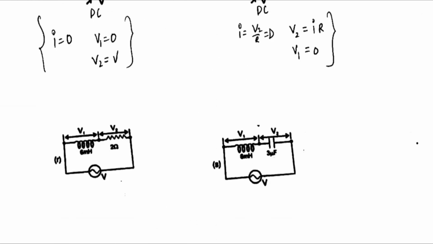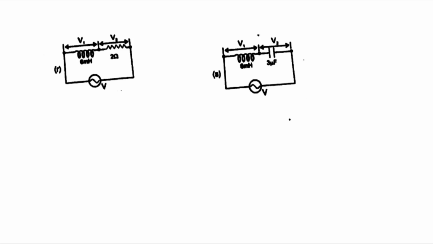Now we will discuss diagram R. In that diagram there is an inductor and a resistor, and they are connected with an AC source of 50 hertz. In that circuit XL is equal to 2 pi FL. So XL is equal to 2 pi, the frequency F is 50 and the inductance is 6 into 10 raised to power minus 3. So we will get XL is equal to 1.8 ohm.